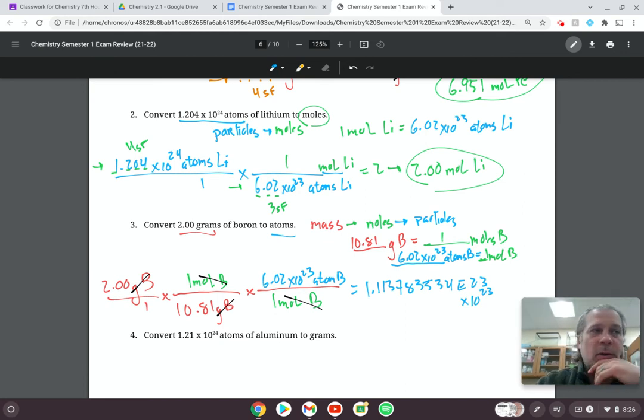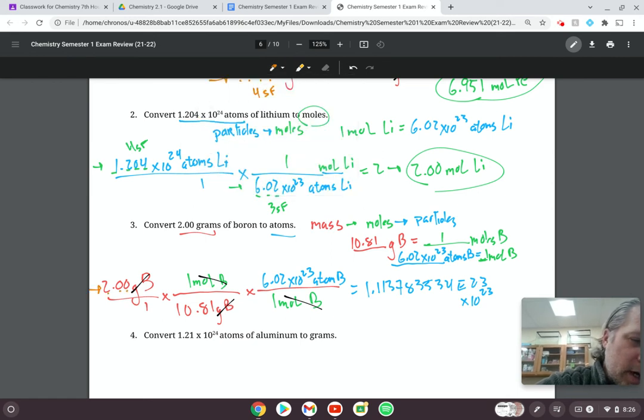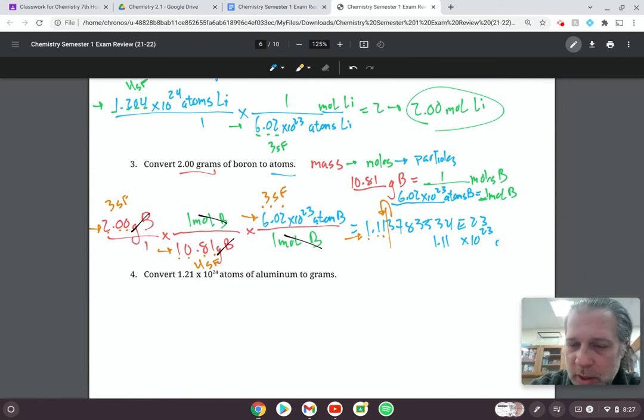And now we also need to go back and assess significant figures. So if I'm going to assess significant figures here, I count 1, 2, 3. This is 3 sig figs. Down here, I'm going to count 1, 2, 3, 4. That's 4 sig figs. And up here, I'm going to count 1, 2, 3. That's 3 sig figs. So my final answer has to have 3 sig figs. So I'm going to draw 1, 2, 3. And in this case, the 3 cannot round that 1 up. So my final answer is going to simply be 1.11 times 10 to the 23rd, and the units will be atoms of boron.